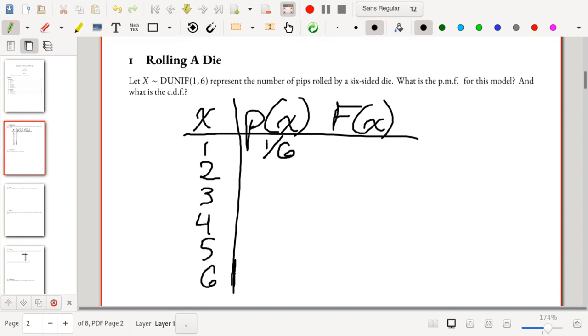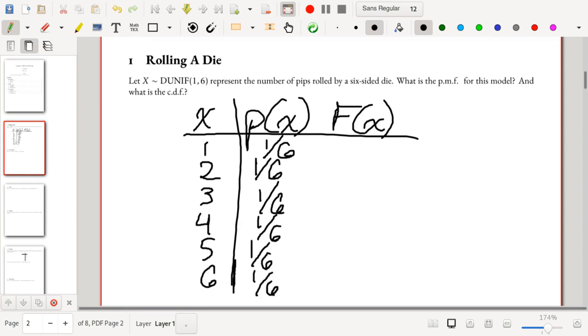And I think, in fact, in the lecture notes, I show that if you have a discrete uniform of the form 1 to n, the probability mass function will be 1 divided by n. So we've got 1 over 6 for each one of these: 1 over 6, 1 over 6, 1 over 6.